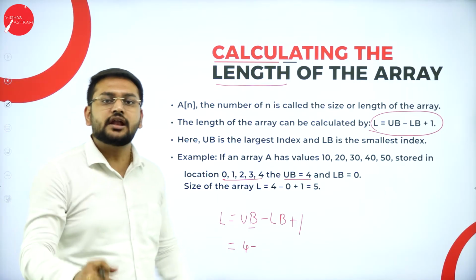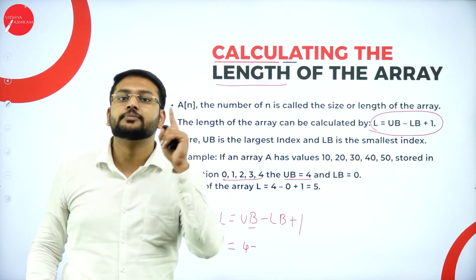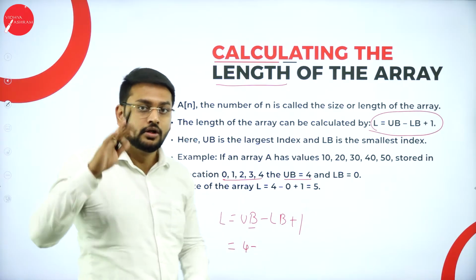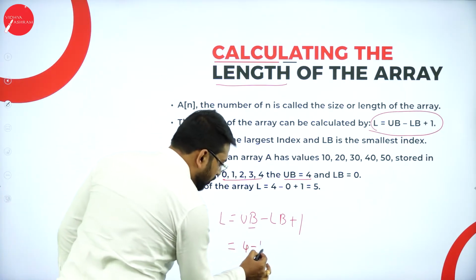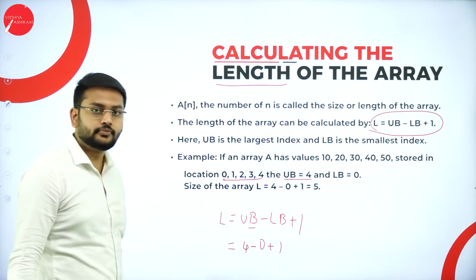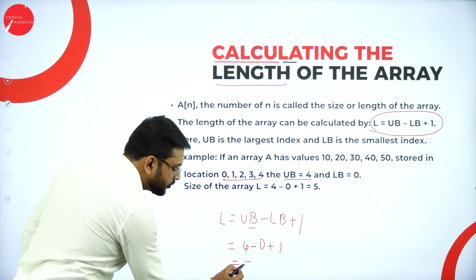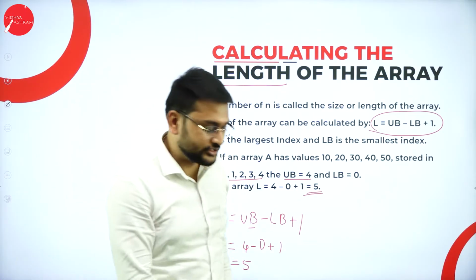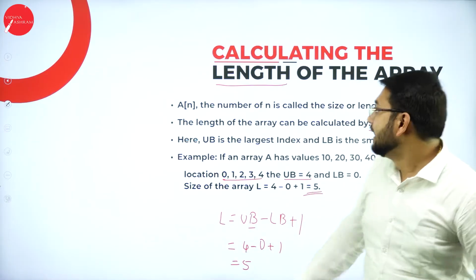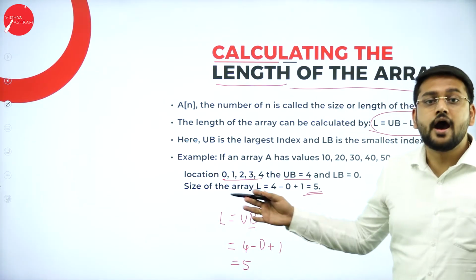Always you need to understand array index starts from 0. That is what you need to remember. Lower bound will be 0 always. So it is 0 plus 1. So what is the length of the array? It's going to be 5. Okay, so I did it correctly. So that's how you'll be calculating the length of the array.